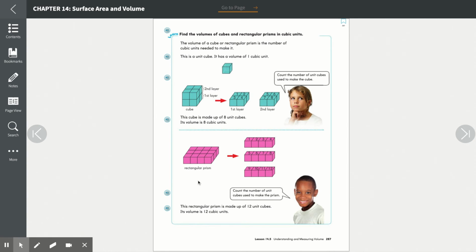This rectangular prism is made up of 12 unit cubes. You can see they're just in rows. So you have 1, 2, 3, 4, 5, 6, 7, 8, 9, 10, 11, 12, and you just have to count the unit cubes in order to know what the volume is.